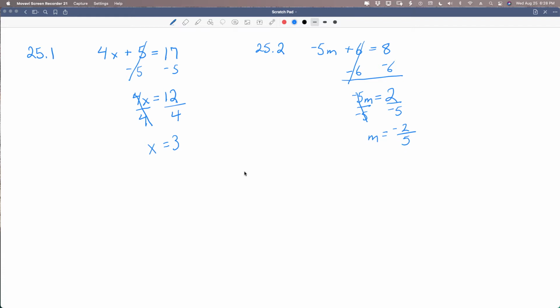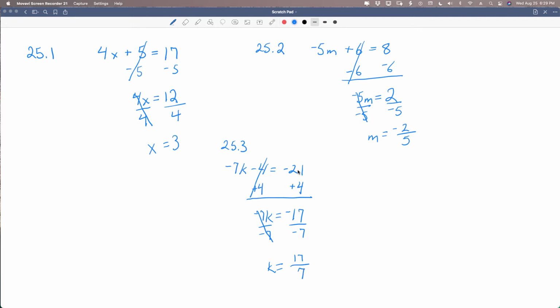So m is equal to negative 2/5 or negative 2/5, however you want to say that. All right, moving on. Let's do 25.3 right here. I think it'll fit. All right, negative 7k minus 4 equals negative 21. So let's do this again. Pause, work the problem, come back and see if you have the right answer. All right, if you got k equals 17/7, that is the correct answer.